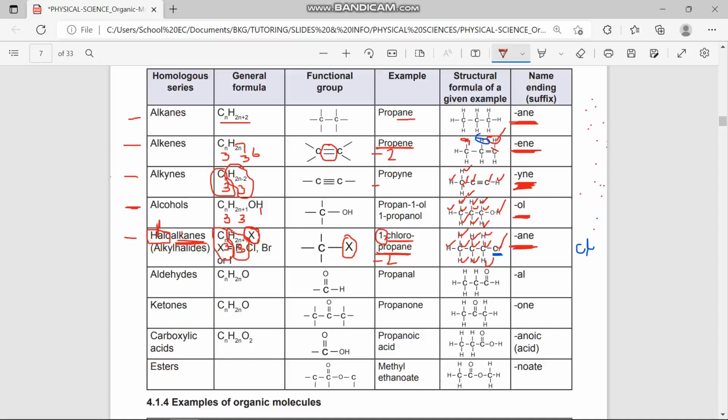And that chlorine is bonding with the very first carbon atom that is outside. Yes, this one. This is one, this bond. So I think you understand it. Don't get stressed, guys. Just be cool. It's going to be okay.